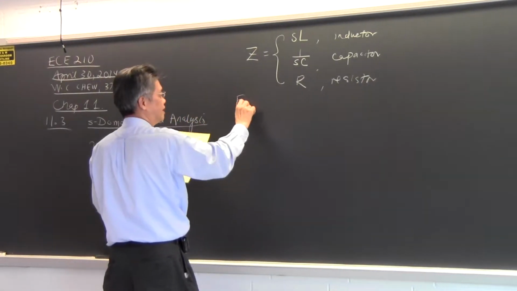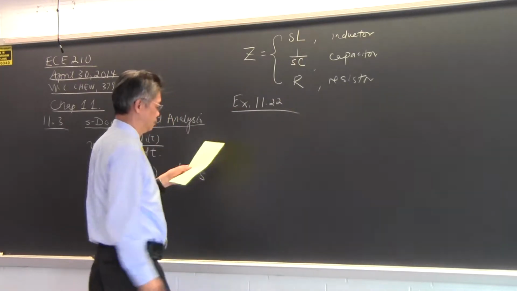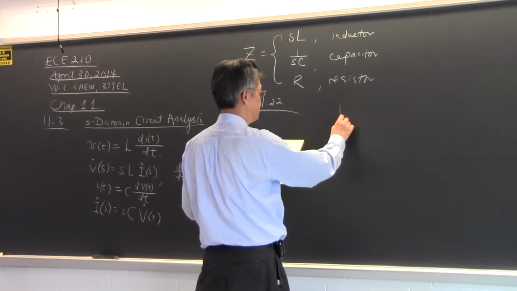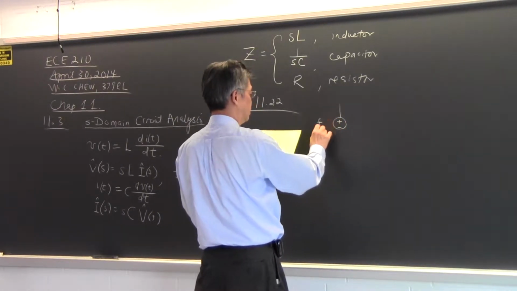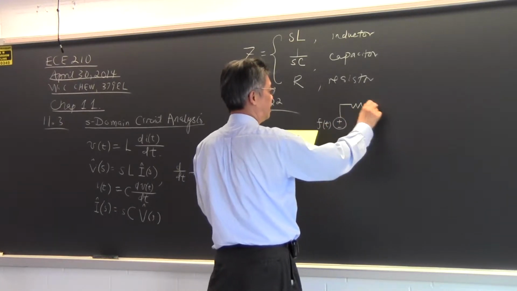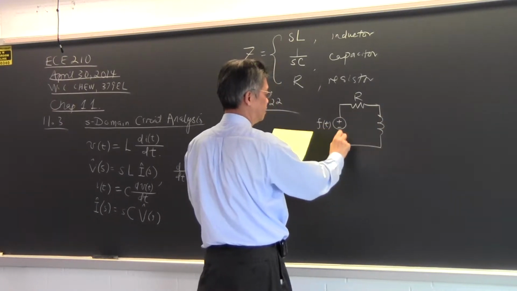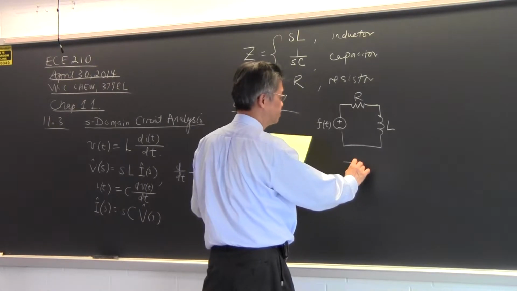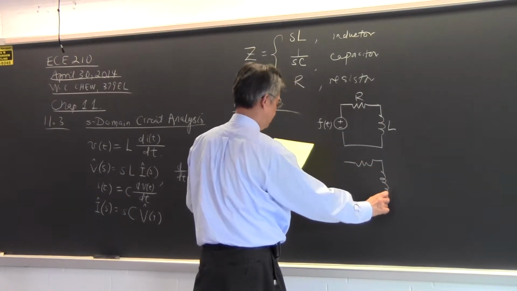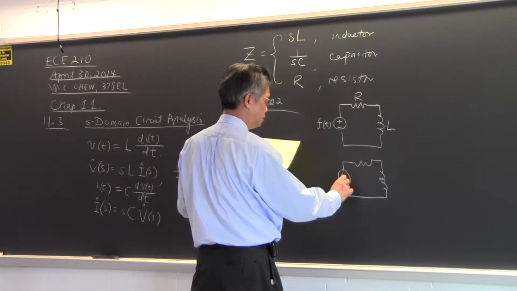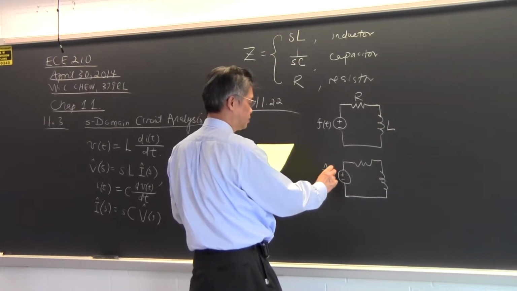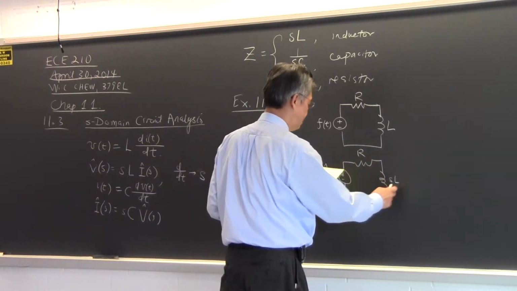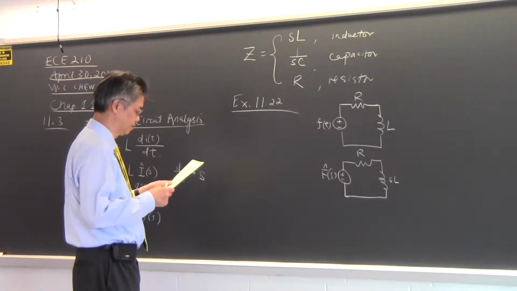Okay, so let's do example 11.22. You have a circuit that looks something like this: f of t with a resistor R and an inductor L. Then in the Laplace transform domain, this circuit becomes very much the same thing, but the voltage source becomes F hat of s, the resistor remains the same, and the inductor becomes sL. And you just solve this circuit.